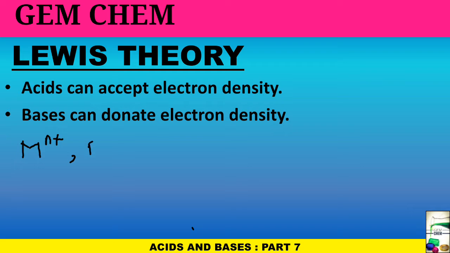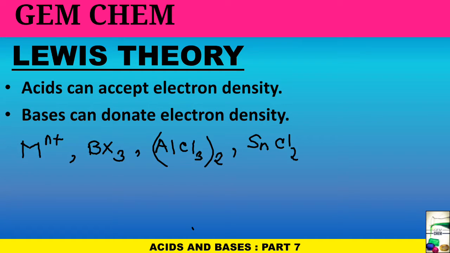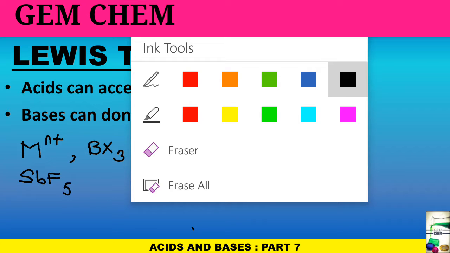Again, if we take BX3, that is boron halide complexes, then those are also Lewis acids. AlCl3, that is also a Lewis acid. SnCl2, then SbF5, these have vacant d orbitals, so these are also Lewis acids.